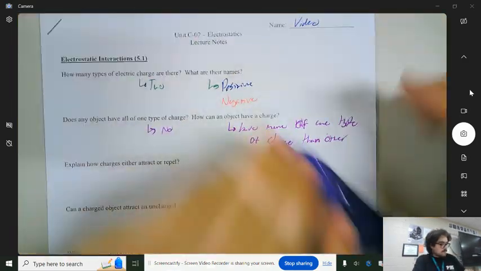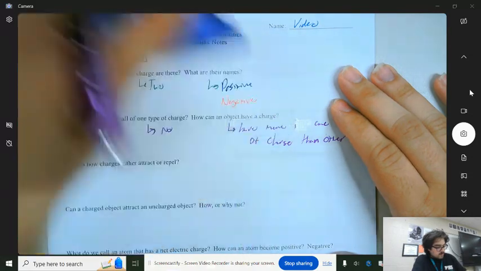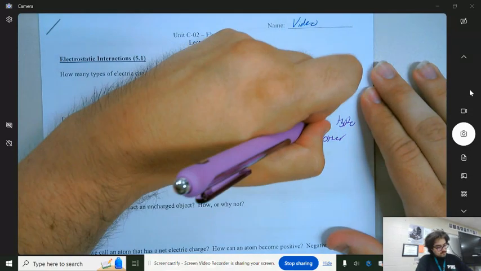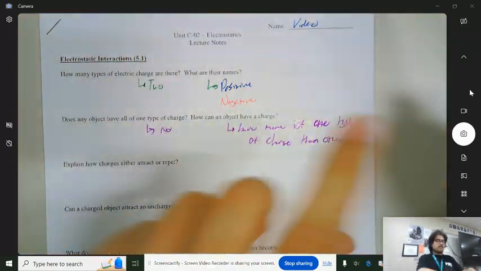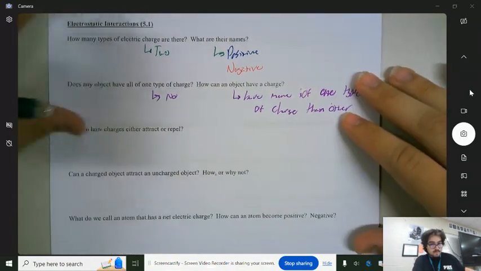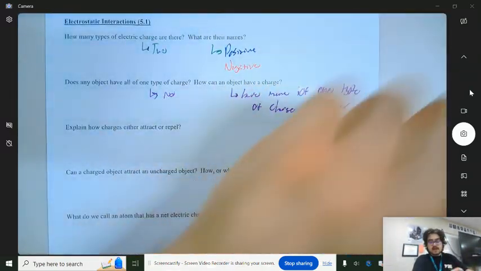You can't really tell what that says. It says, have more of one type of charge than the other, okay? So if you have more positive charges than negative, then you have a net positive charge. If you have more negative charges than positive, you'd have a net negative charge, okay?